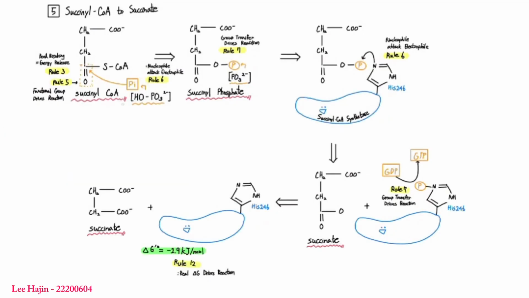Next, conversion of succinyl-CoA to succinate. Really important because it makes GTP or ATP without using the electron transport chain. This reaction is catalyzed by the enzyme succinyl-CoA synthetase. So succinyl-CoA contains a high-energy thioester bond, a carbon-sulfur bond. Breaking this bond releases a large amount of free energy.